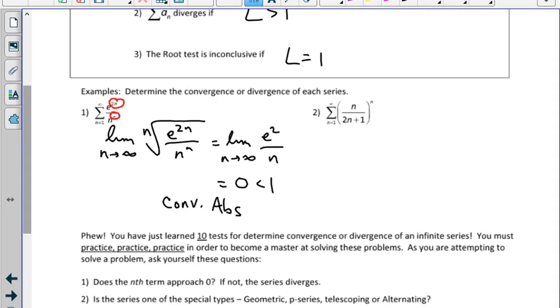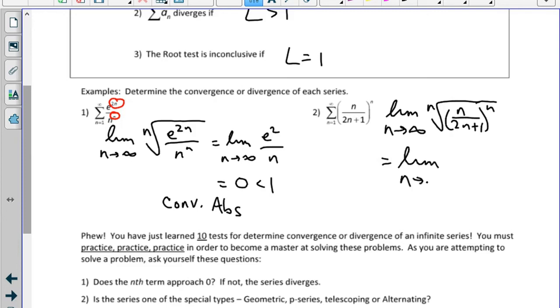Notice if you have nth powers everywhere, this is a very easy test to do. So the limit as n goes to infinity of the nth root of n over 2n plus 1 to the n, well, that's really simple. So the limit as n goes to infinity of n over 2n plus 1, that's equal to 1/2, which is less than 1. So this converges absolutely.